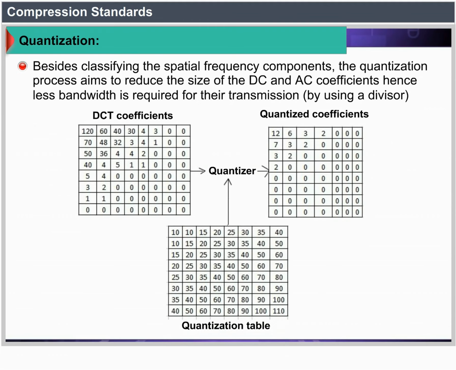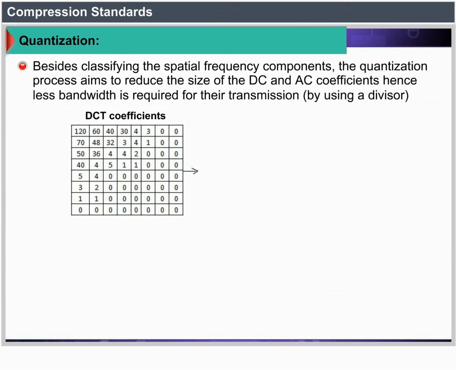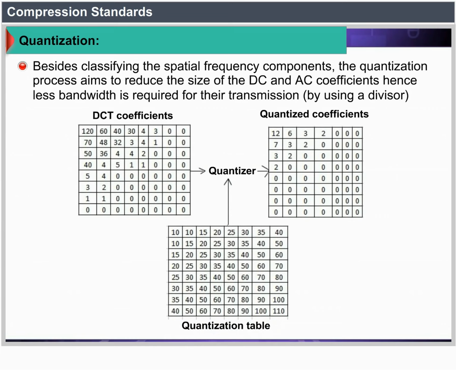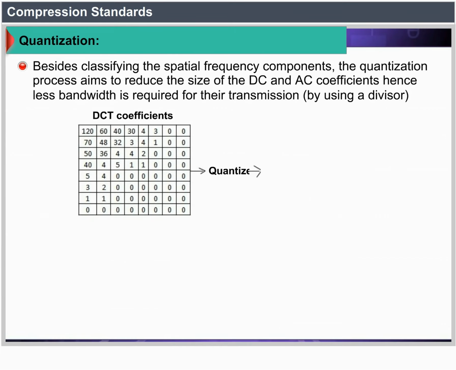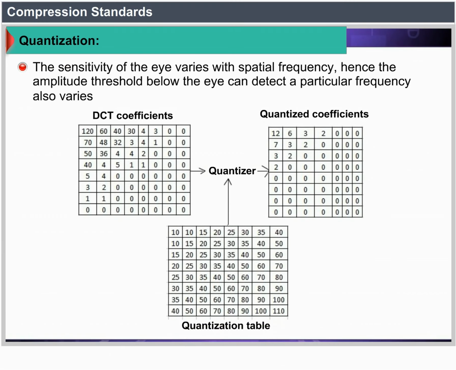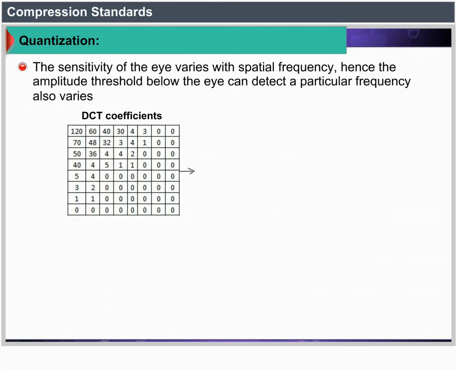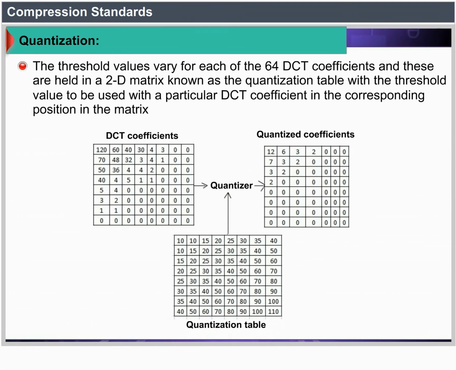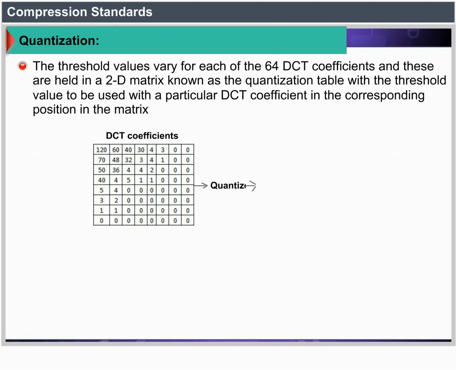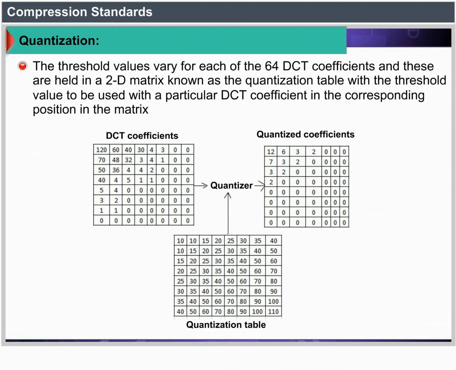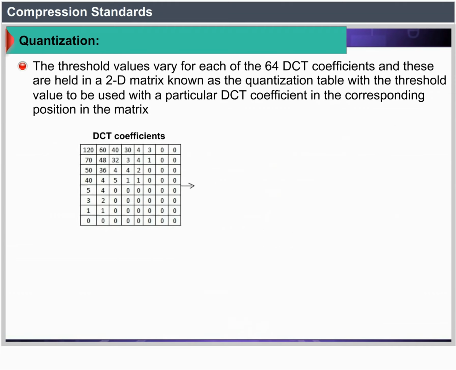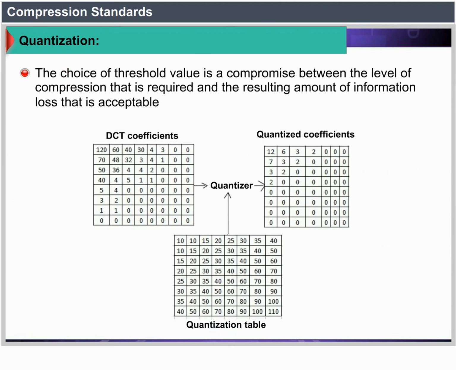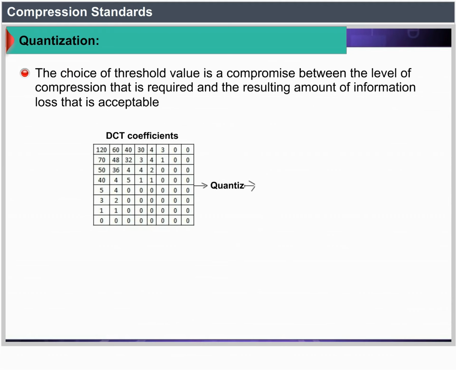In addition to classifying the spatial frequency components, the quantization process aims to reduce the size of DC and AC coefficients so that less bandwidth is required for their transmission by using a divisor. The sensitivity of the eye varies with spatial frequency, and hence the amplitude threshold below which the eye will detect a particular frequency also varies. The threshold values vary for each of the 64 DCT coefficients, and these are held in a 2D matrix known as the quantization table with the threshold value to be used. The choice of threshold value is a compromise between the level of compression that is required and the resulting amount of information loss that is acceptable.